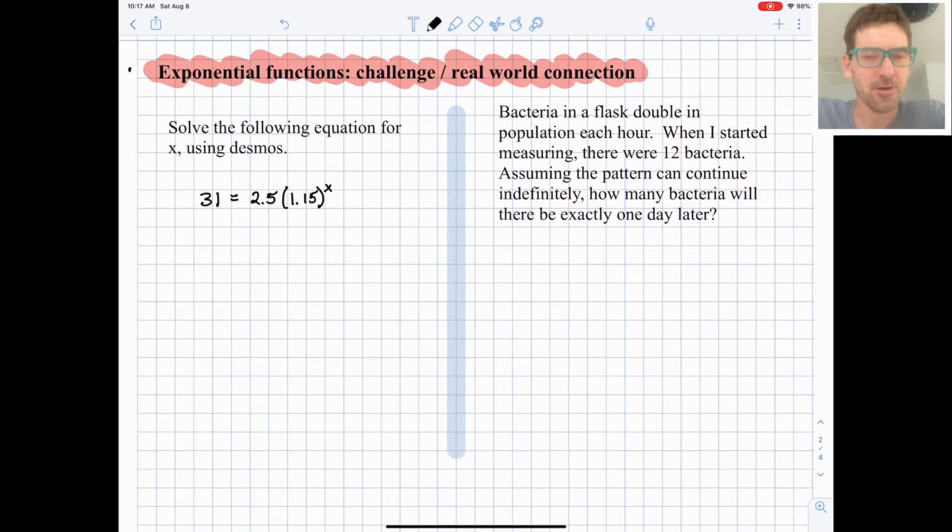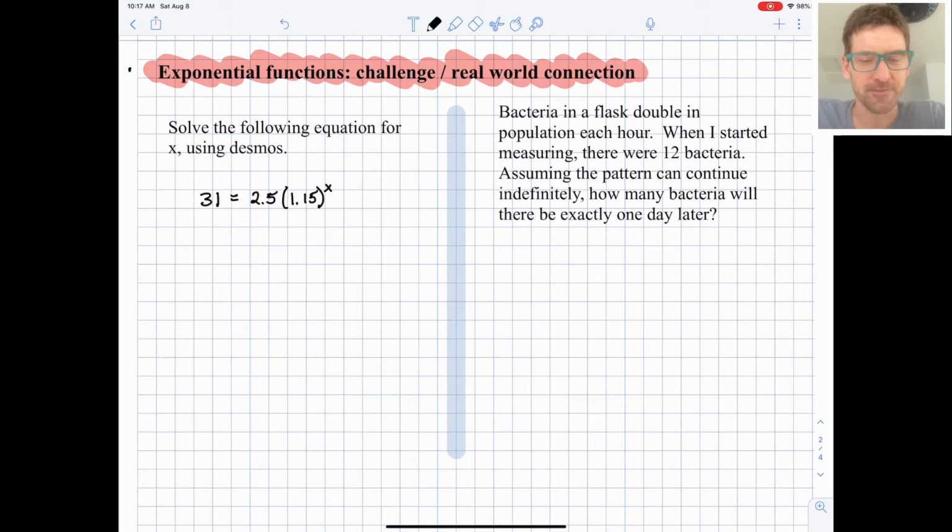All right, we're going to keep going with exponential functions, and here we have a challenge and a real-world connection problem. I encourage you to pause this video and try these on your own first, and then check back in and see how you did. So the first one, the challenge problem, we want to solve for x. And it says we can use Desmos for it, okay?